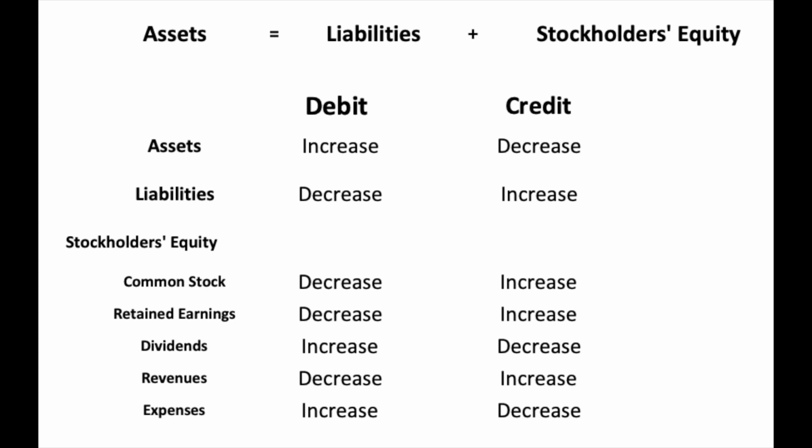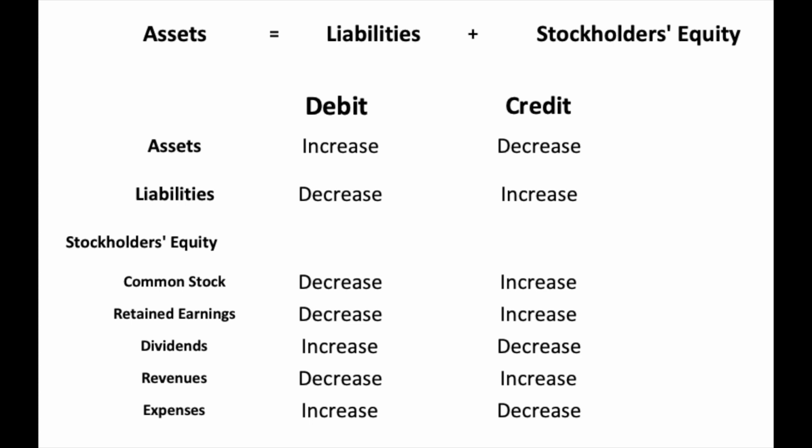Stockholders' equity consists of 5 main components with similar characteristics. The first component is common stock. It increases with a credit and decreases with a debit. The second component is retained earnings. It increases with a credit and decreases with a debit. The third component is dividends. It increases with a debit and decreases with a credit.